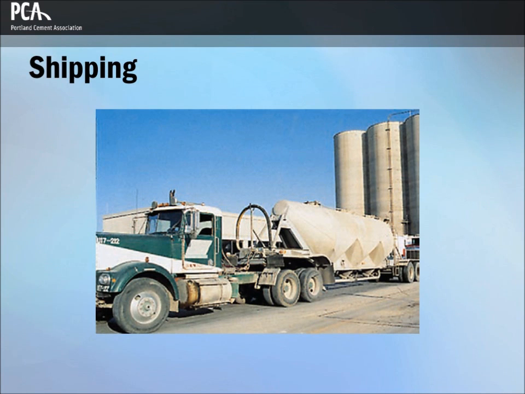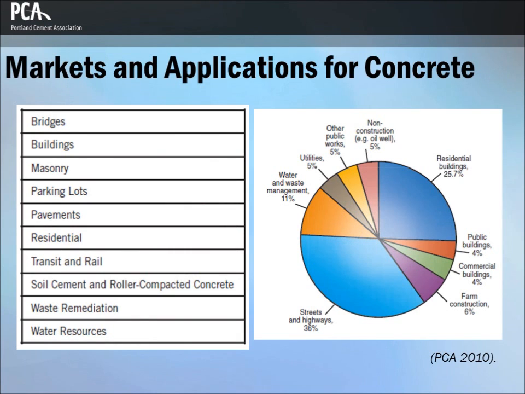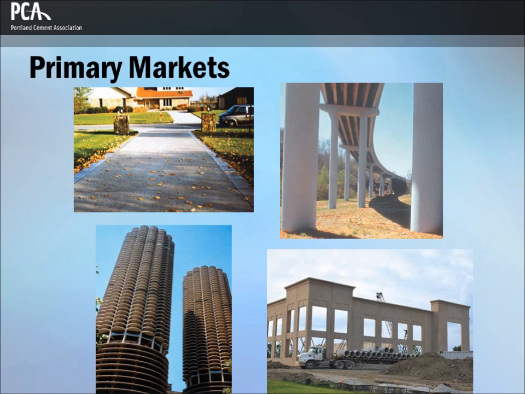About 90% of all cement is shipped to customers by truck. Other distribution modes include rail, barge, and bags. Apparent use of Portland cement is shown by market, with the largest being streets and highways at 36%, followed by residential buildings at 25.7%. Concrete's primary markets include pavements, bridges, and high-rise and low-rise buildings.